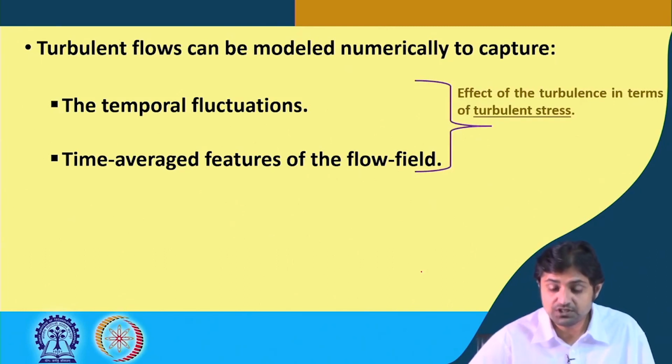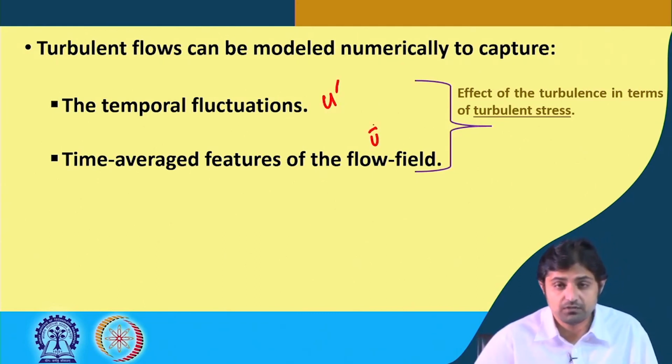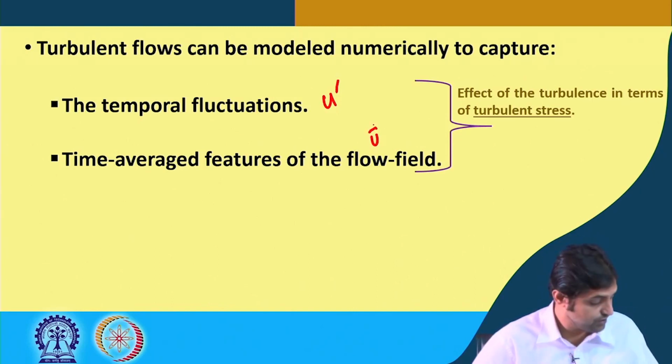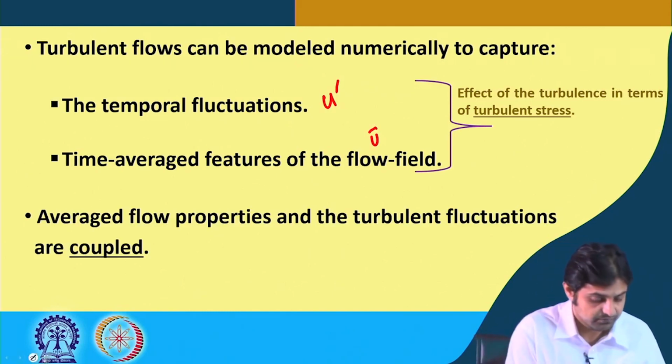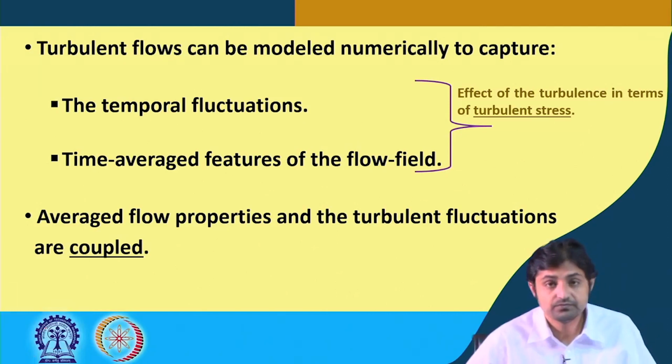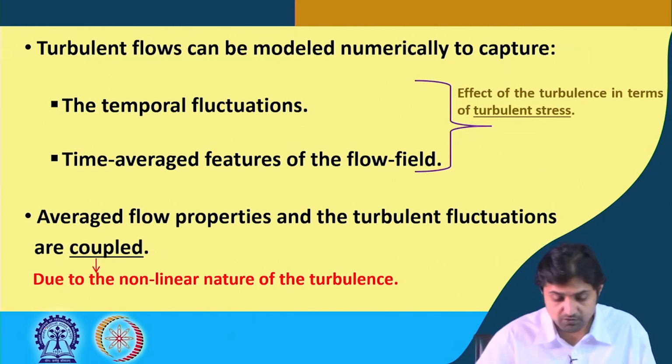Because these two quantities affect the turbulence in terms of turbulent stresses. You remember we mentioned U prime and U bar in our laminar and turbulent flows. So average flow properties and the turbulent fluctuations are actually coupled. And why are they coupled? Due to the non-linear nature of the turbulence. This is all the information that we know from before.